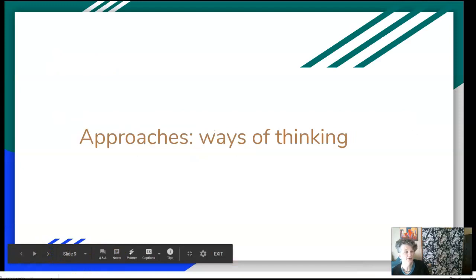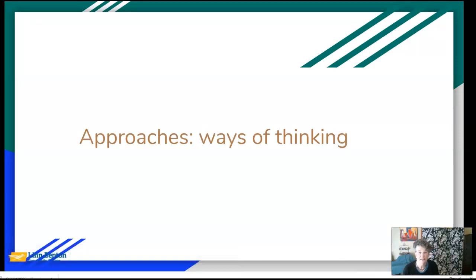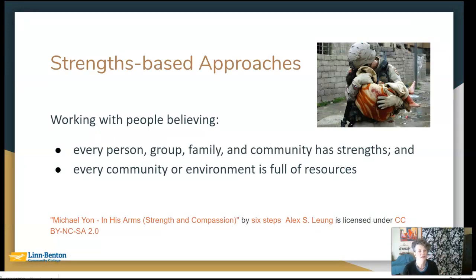A couple of other approaches, ways of thinking that we use in the human services field. First, the strengths-based approach. We try to look for people's strengths rather than their weaknesses. We believe that every person has strengths and also that every community is full of resources.